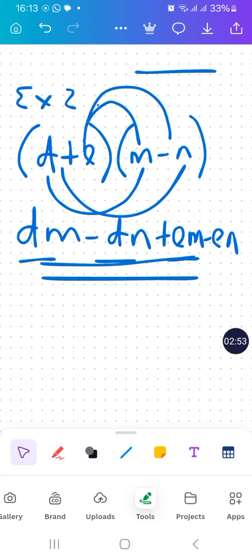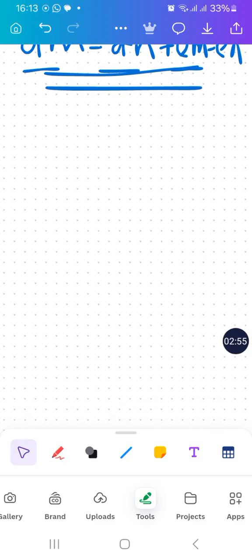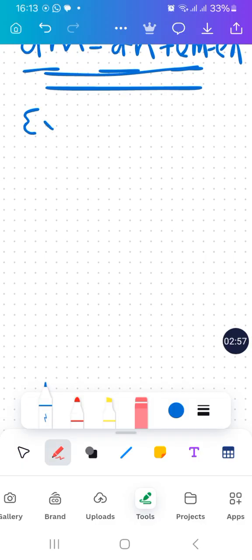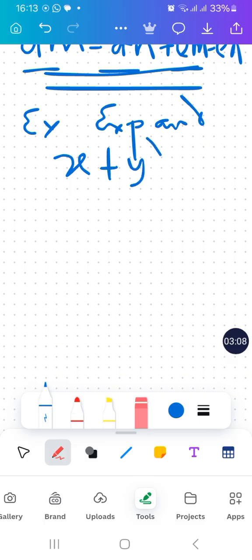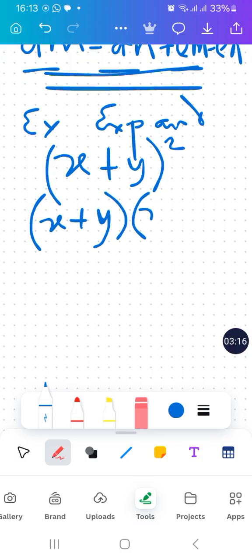Okay, let us look at another example. Sometimes the question will be written like this: expand (x plus y) squared. Okay, what does (x plus y) squared mean? It means x plus y in two places. That's x plus y into brackets x plus y. Now, the first thing here will multiply everything in the second bracket.